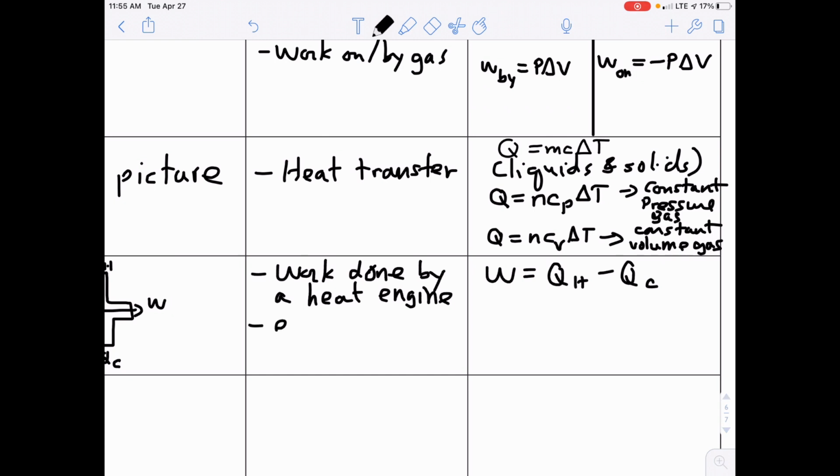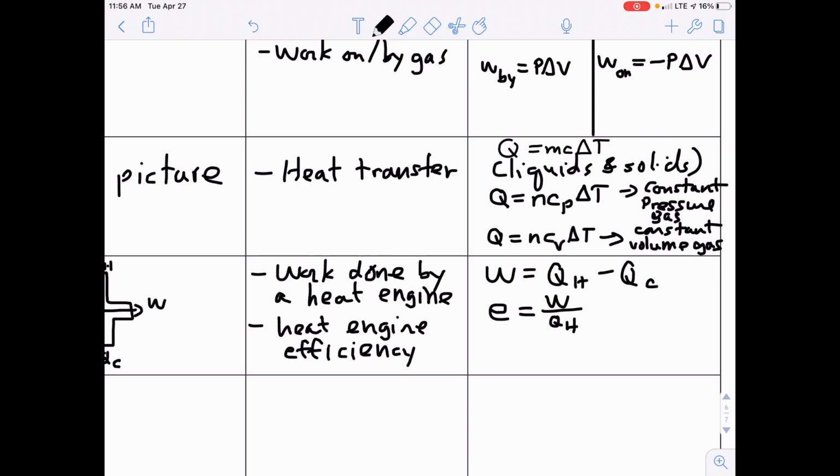The other one is heat engine efficiency. And that's represented by the letter E, and efficiency is a percentage. How efficient is the engine doing its job? Engines are designed to do work, right? So how efficient is the engine doing its job? How much percentage, basically, is the output work of the total energy? Therefore, work divided by total energy, QH, is one equation.